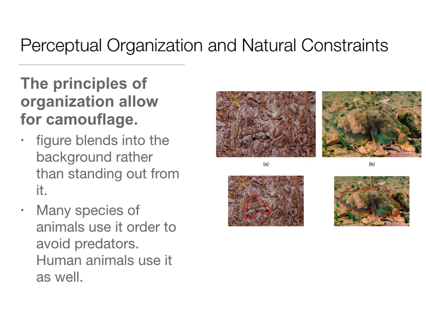Human animals use it as well. We clearly, even in a man-made context, will do things to camouflage as well. So again, camouflage is operating, saying, okay, we know what these perceptual constraints are. Let's work with them as a way to not be seen when we don't want to be seen.